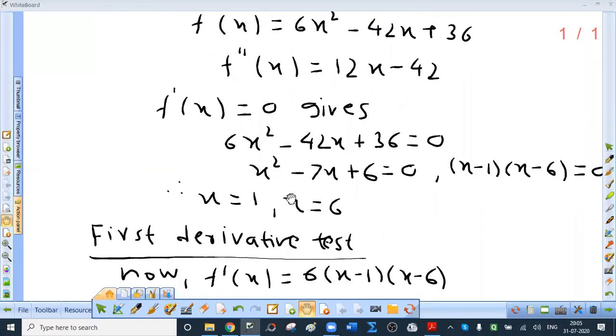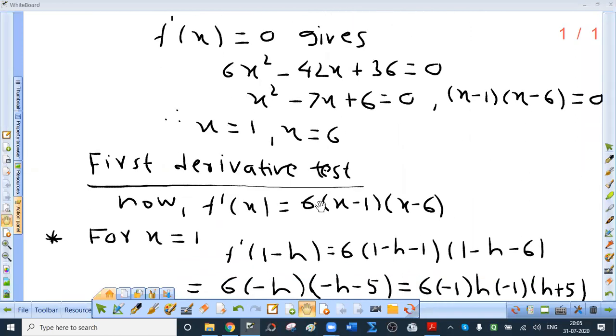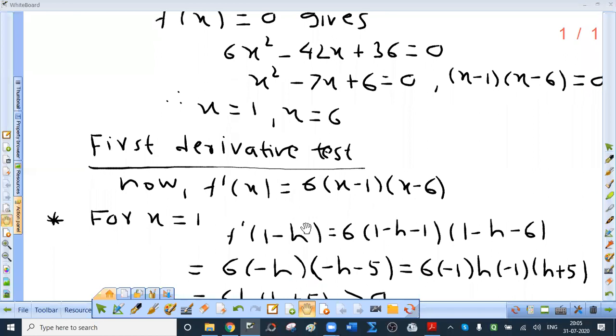Now, first derivative test. Suppose h is very small positive number. What is f dash of x? It is 6 into x minus 1 into x minus 6. See this one, f dash of x. 6 into x minus 1, x minus 6. So for x equal to 1, tell me what is f dash of 1 minus h? Replace every x by 1 minus h.